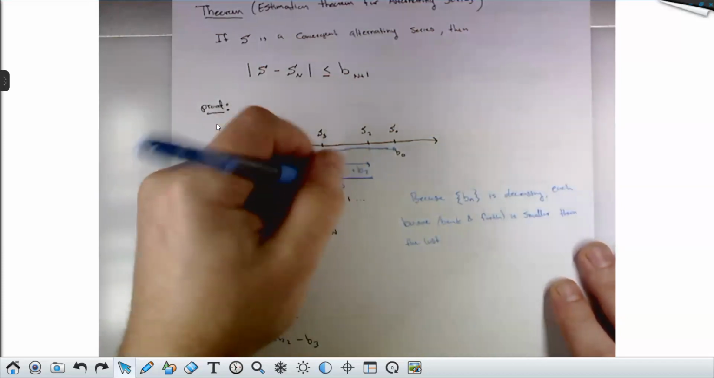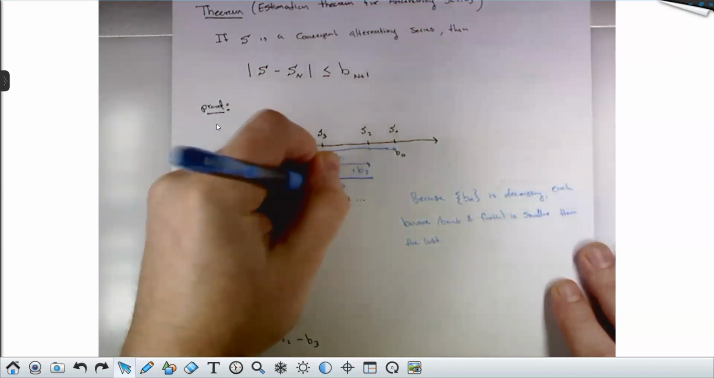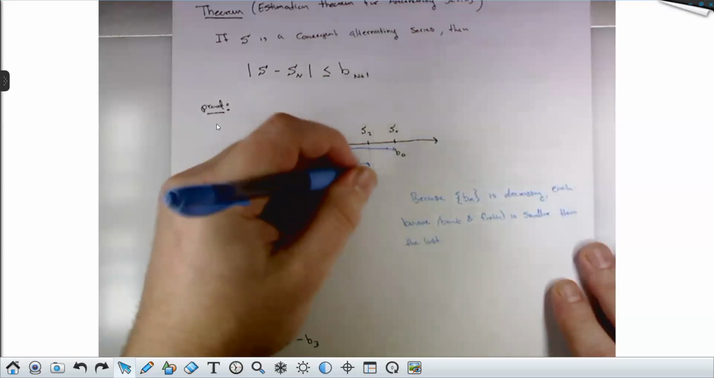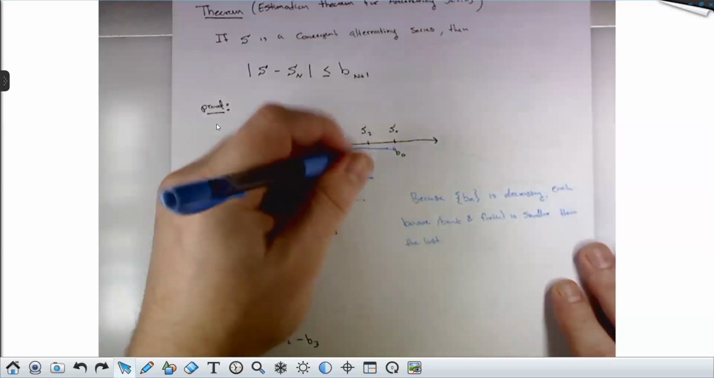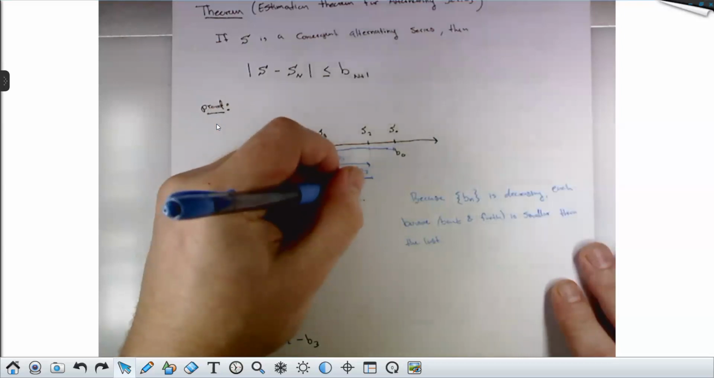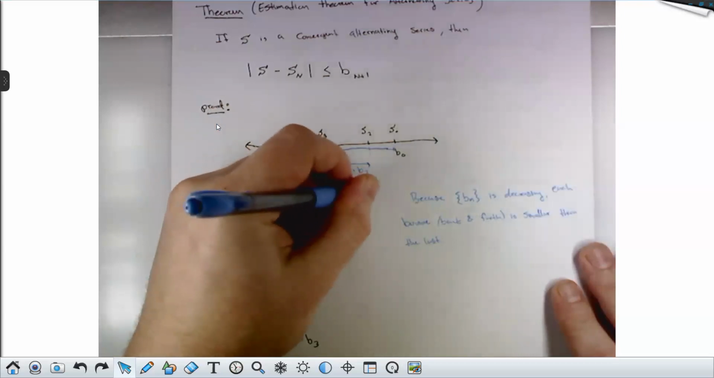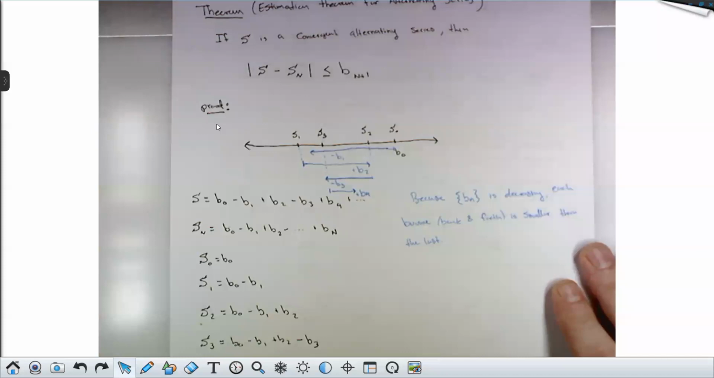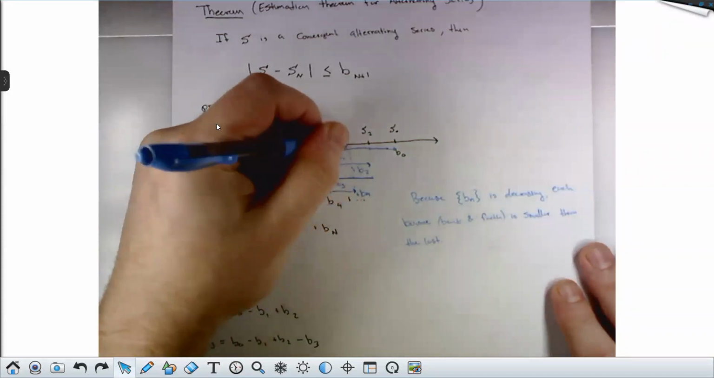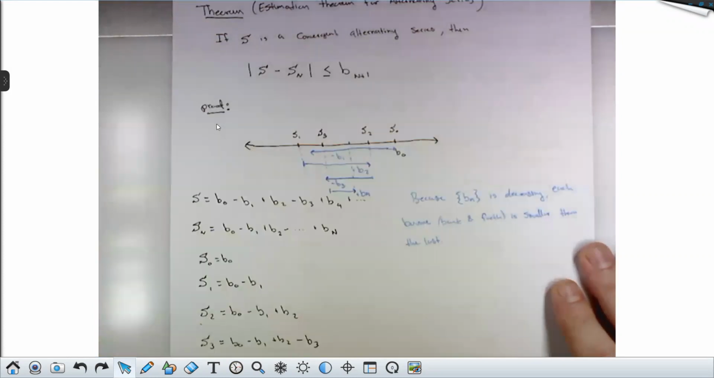I'll draw one more of these in. So to get to S4, we would add B4, but we're not allowed to go further than we did from S2 here. We're not allowed to go past this line. So we would be adding B4, and that would make S4 show up right here.